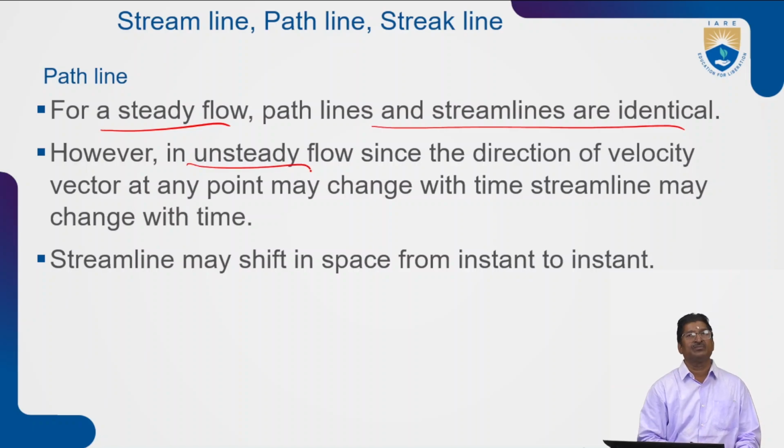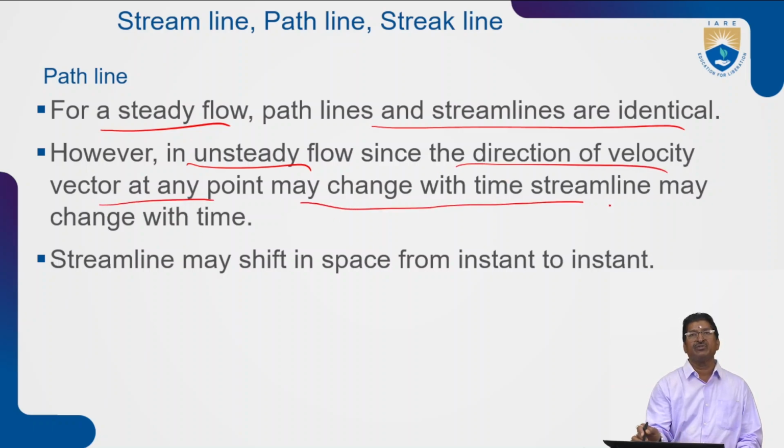In unsteady flow, the direction of the velocity vector at any point may change with time, so streamlines may change with time. Unsteady flow means that velocity is changing, pressure is changing, or density is changing. So the direction of velocity and everything is changing, and the streamline also changes with time. The streamline may shift in space from instant to instant in that case.